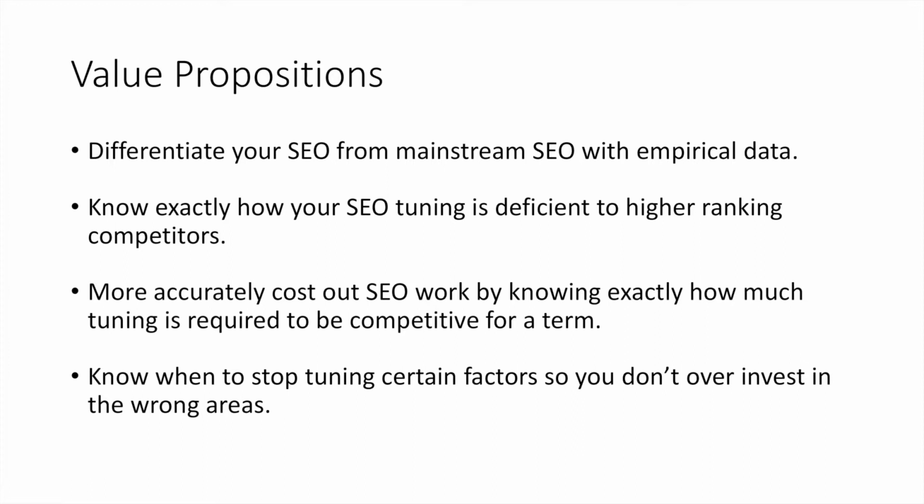It also can be used to more accurately cost out SEO work by knowing exactly how much tuning is required to be competitive for a term. So we're giving you the exact amounts. If the number one result on Google has 10 matches in heading tags and you only have 6, then our software is going to tell you, hey, you need 4 more to be competitive. So it's going to tell you for each factor how much more you need, and that gives you a basis to really cost out the work accurately.